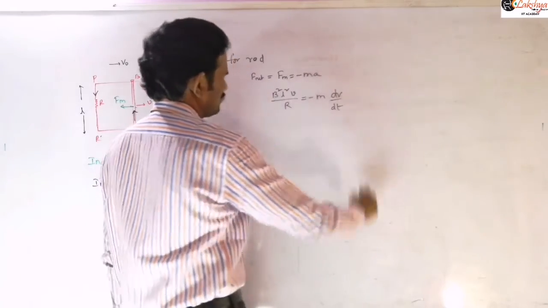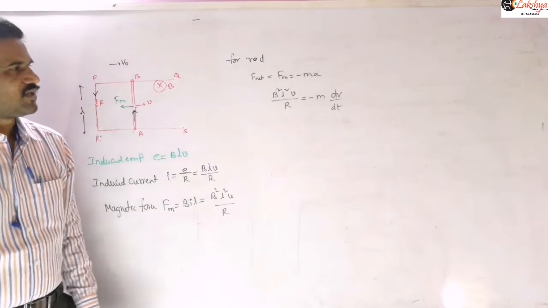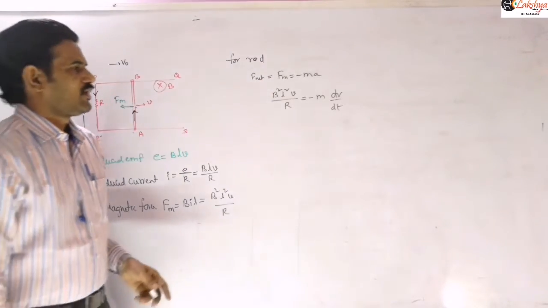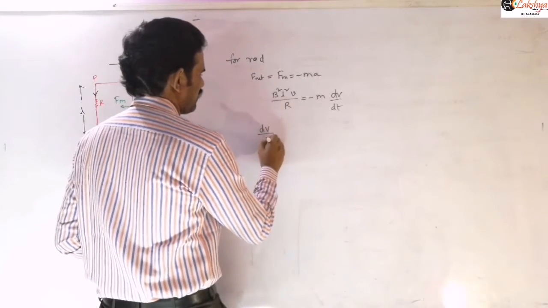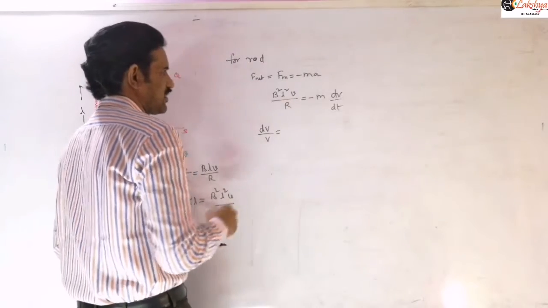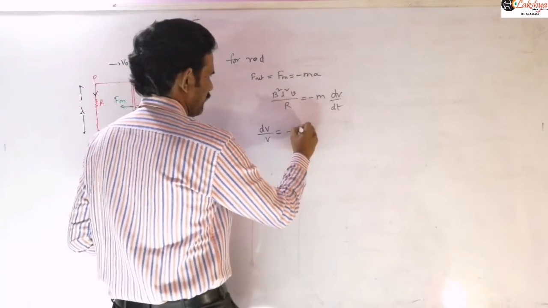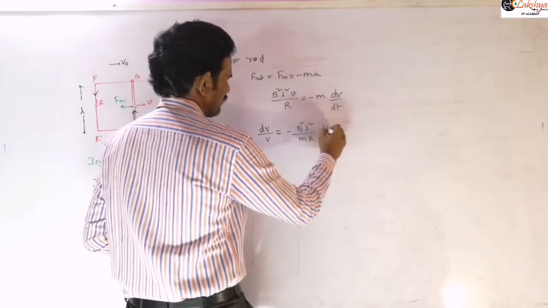Is it clear? Just that acceleration I am writing as dV by dt. And this is the only force here. We are not taking any external force in this problem. So from this you can write dV by V is equal to, writing all the remaining terms on the other side, minus B square L square by M into R into dt.